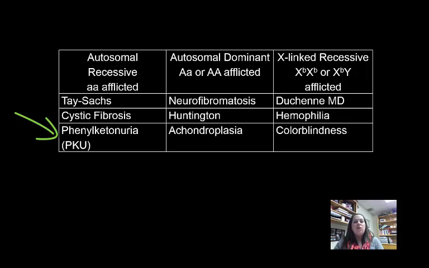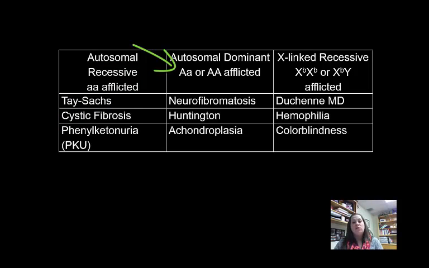Phenylketonuria, or PKU, is also autosomal recessive. You don't have the enzyme to be able to process a certain amino acid. This one is treatable. If you get tested and see that they have this disorder of PKU, you can just alter the child's diet. The next column, though, guys, looks at the autosomal dominant.